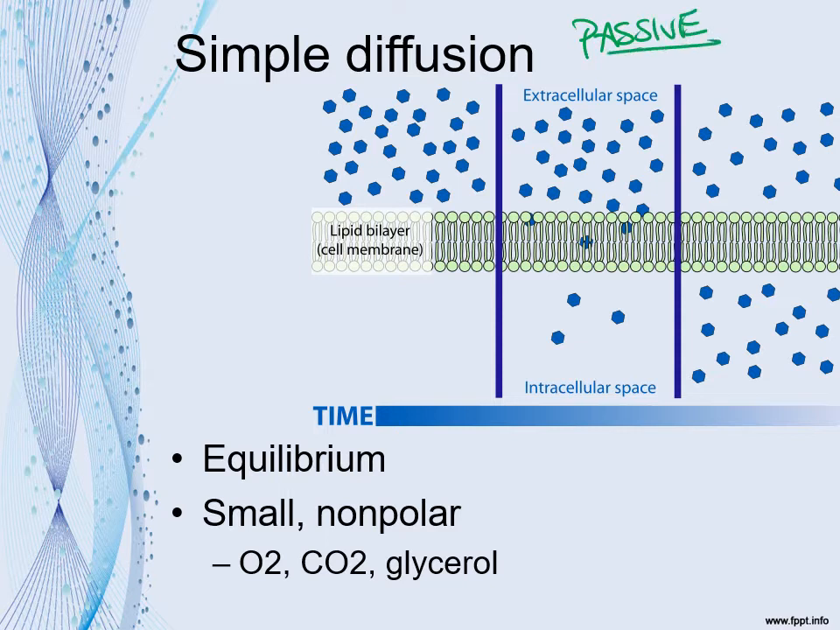So simple diffusion is an example of passive transport. We're moving from high concentration to low concentration across that membrane. And it's just going to happen spontaneously. Things can just pass right through that membrane until we get to equilibrium. Equilibrium is where we have equal concentrations on both sides of the membrane.